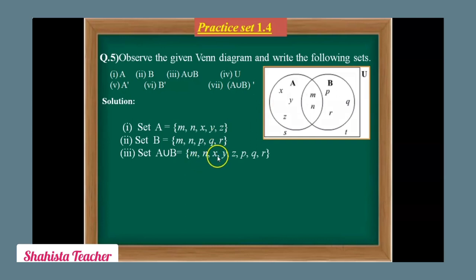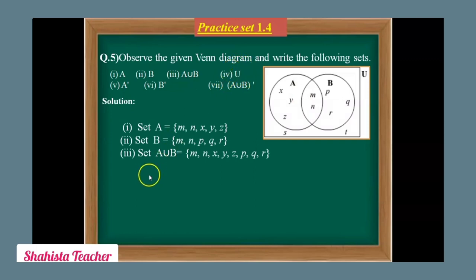curly bracket open M comma N comma X comma Y comma Z comma P comma Q comma R curly bracket close. Is that clear? So here every element X, Y, Z, M, N, P, Q, R, all the elements which are present in A and B. Okay. Now after this, universal. U stands for, U represents universal.